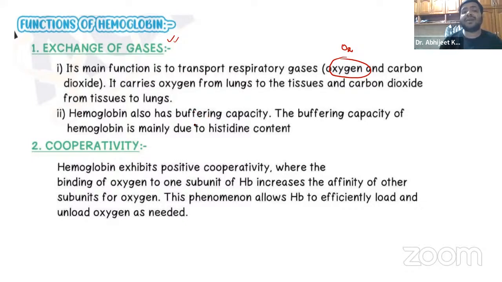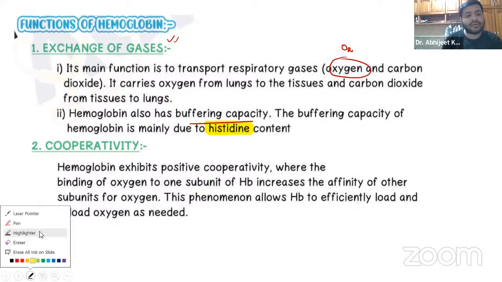Apart from that, you should remember it has a buffering capacity, guys. Buffering capacity is basically due to the histidine content. That is something that you have to remember. So hemoglobin also acts as a buffer, and that is mainly coming from this histidine content. That is the second function of hemoglobin that you have to remember.